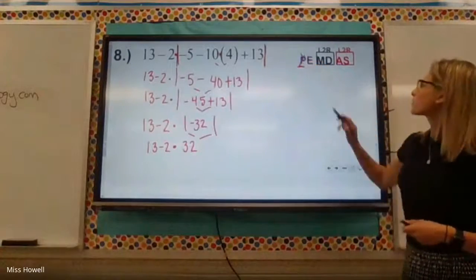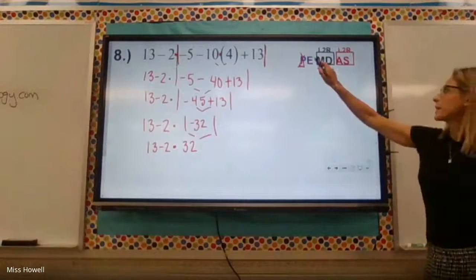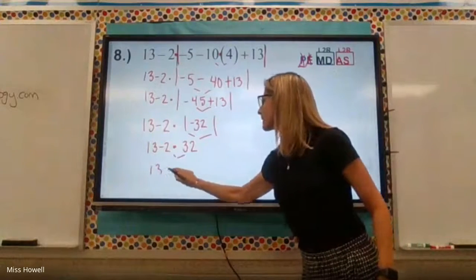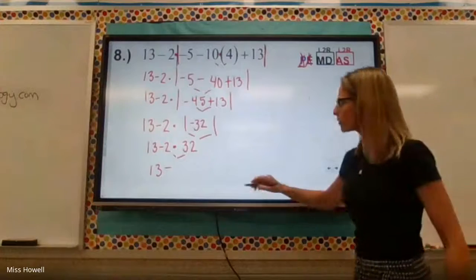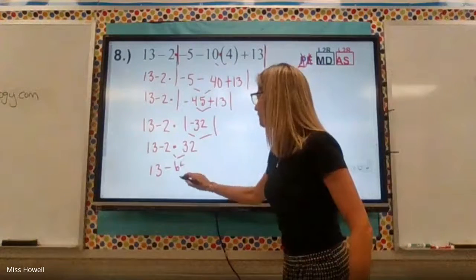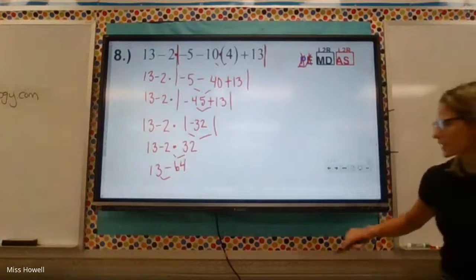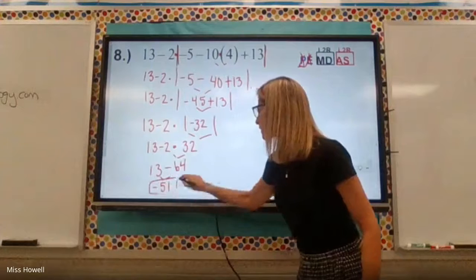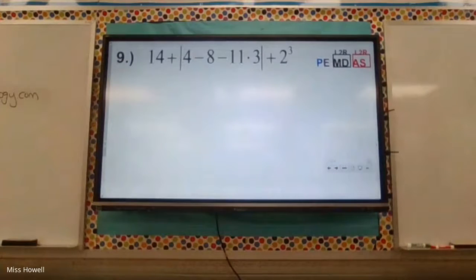All right, we're done with our grouping symbol, in this case absolute value bars. There are no exponents. There is a multiply, so we're going to go there next. 13 minus 2 times 32 would give us a 64. And then finally, one last thing of subtraction to finish, 13 minus 64, which would give us a negative 51. The final answer. All right, number 9, last 2 in our packet.